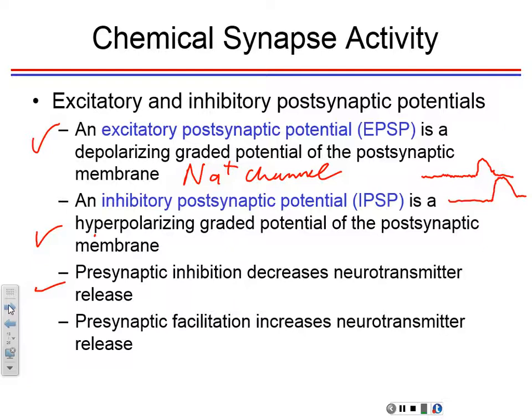Presynaptic facilitation, this will be in terms of neuromodulator, okay? It can upregulate it. You may have something that's going to cause just a little graded potential, but if you have something that will increase the response, you might reach threshold, and you have an action potential. So this is all the neuromodulation part, okay?